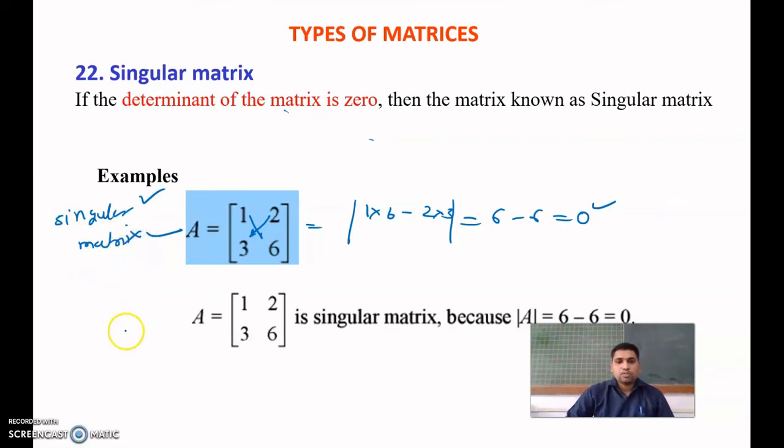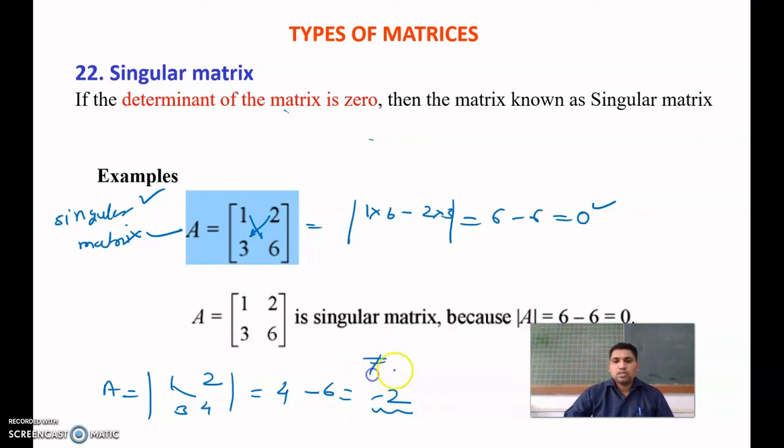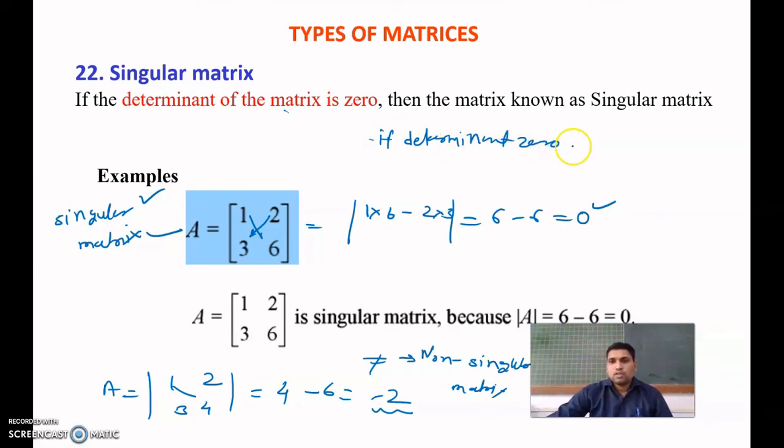Okay, and suppose you have another matrix. You can see here the determinant of this matrix is minus 2. So if the determinant is non-zero, that means your matrix is a non-singular matrix. If the determinant is 0, then the matrix is singular, and if it is non-zero, then the matrix is non-singular.